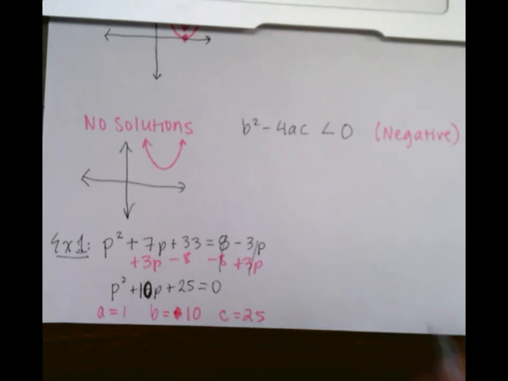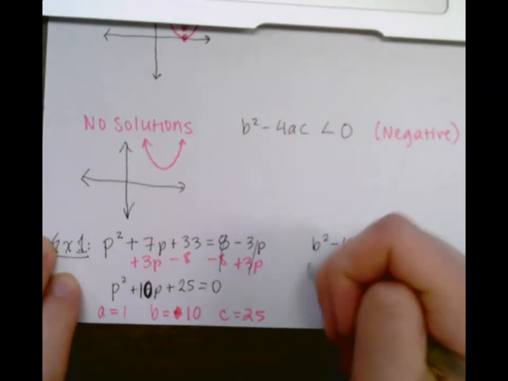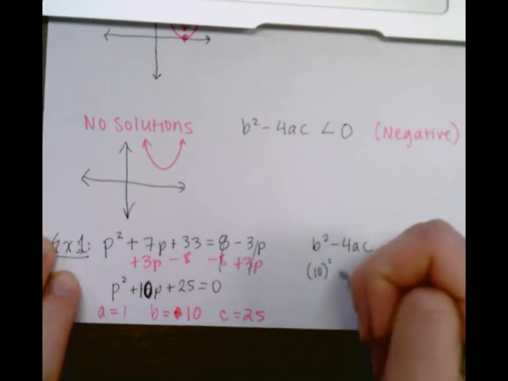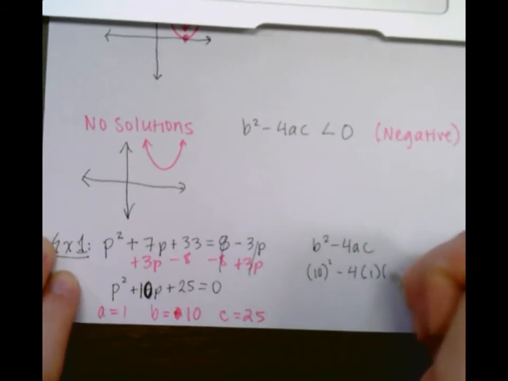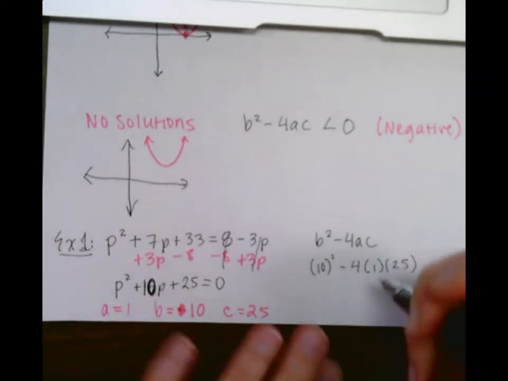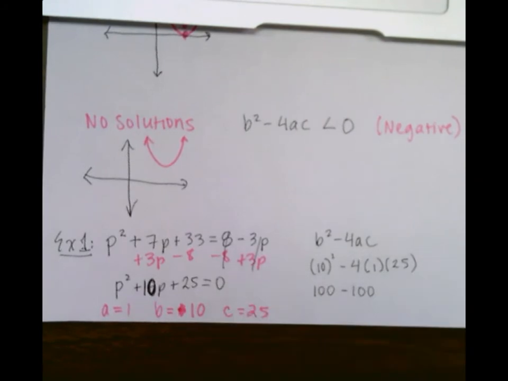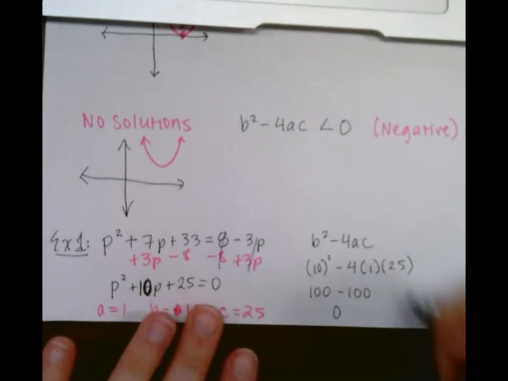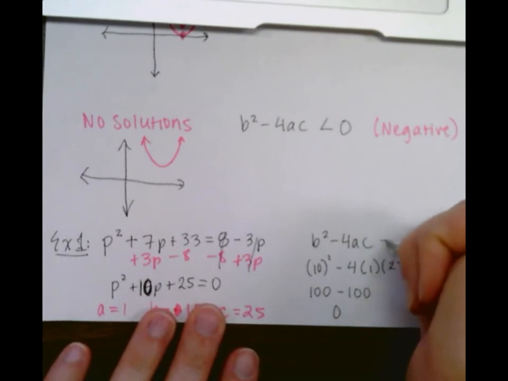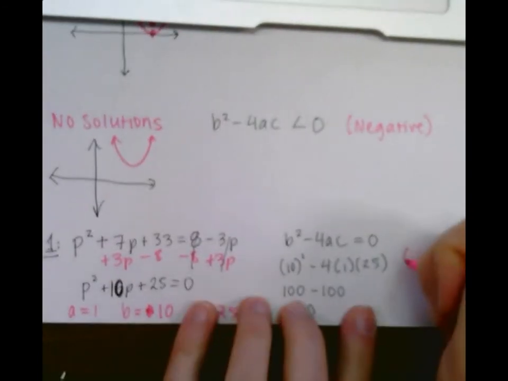Then if I'm using the discriminant, I'm plugging into b squared minus 4ac. So I'm doing 10 squared minus 4 times 1 times 25, and I get 100 minus 100, because 4 times 1 times 25 is also 100, which is 0. So b squared minus 4ac is 0, and my conclusion is that there's one solution.